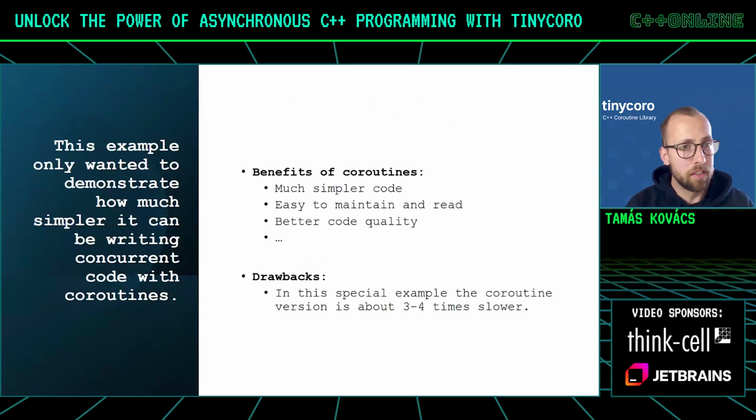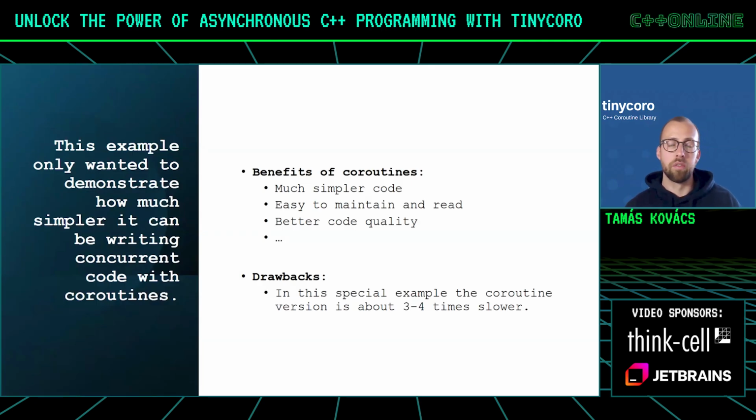So in this example, of course, I only wanted to demonstrate how much simpler it can be writing concurrent code with coroutines. There are a lot of benefits. It's much less code, easier to maintain and read, better code quality, etc. But in this special example, the coroutine version is about 3 to 4 times slower. This is probably now 2 or 3 times slower because I made some performance improvements, for example, implementing a lock-free queue inside the scheduler and stuff like that. But it's still slower.